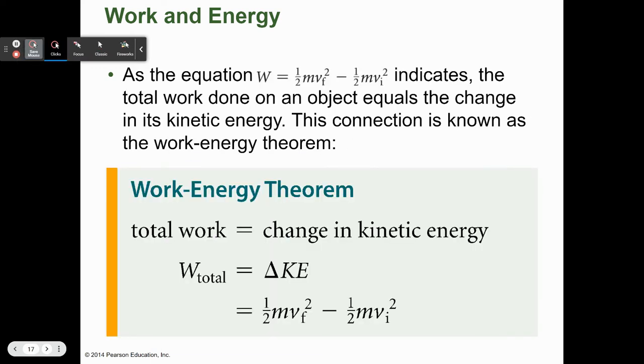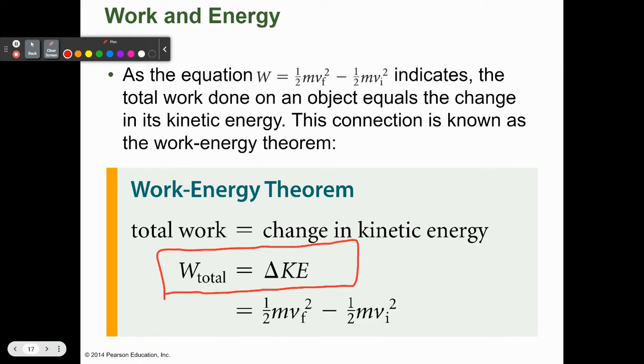This is what we call the work energy theorem, and I put that on the screen earlier, that the total amount of work done is equal to the change in kinetic energy. Because remember, anything final minus initial is always change in. So we can say this is just equal to change in kinetic energy, remembering that kinetic energy is 1/2 mv squared.